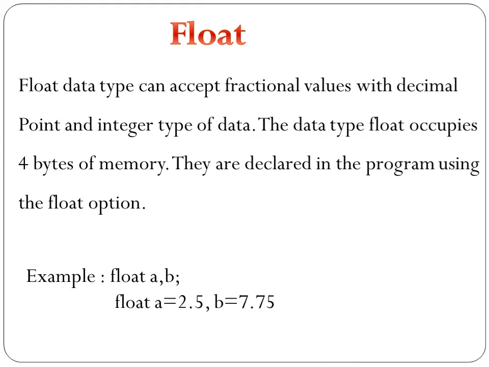Float data type accepts fractional values with decimal points as well as integer type of data. The data type float occupies 4 bytes of memory, as we know that 1 byte is equal to 4 bits. 4 bytes is equal to 16 bits. Here bit means binary digit. The float data type is declared in the program using the float option. Here from this example we can understand that a, b are the variables which are used to store the values of the float data type.